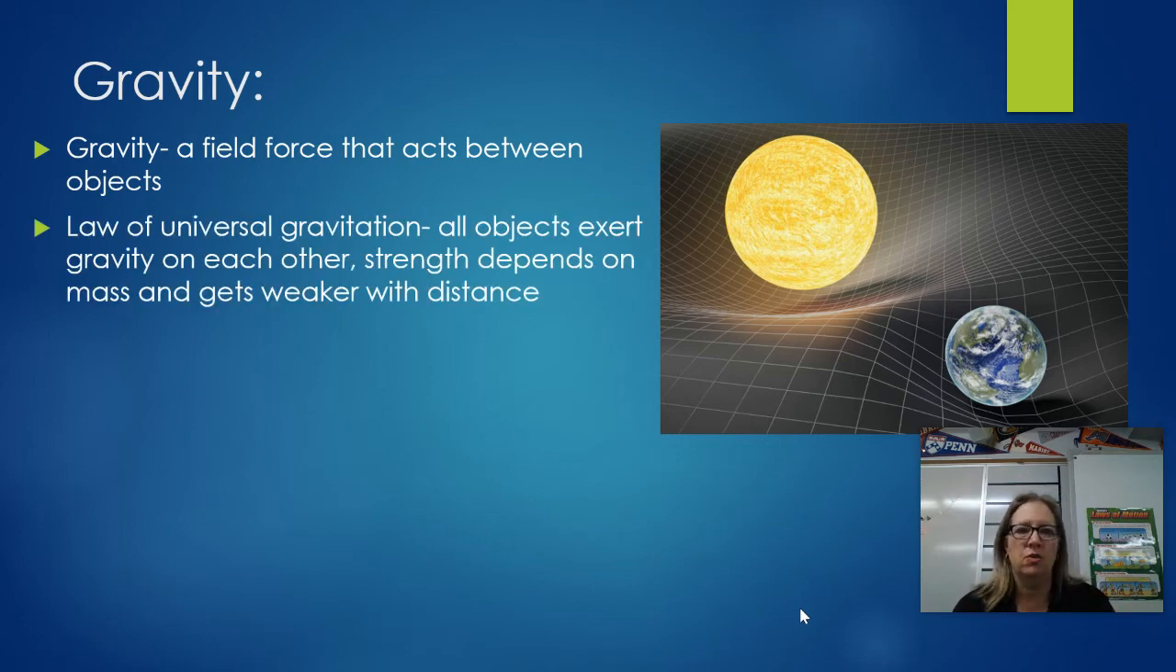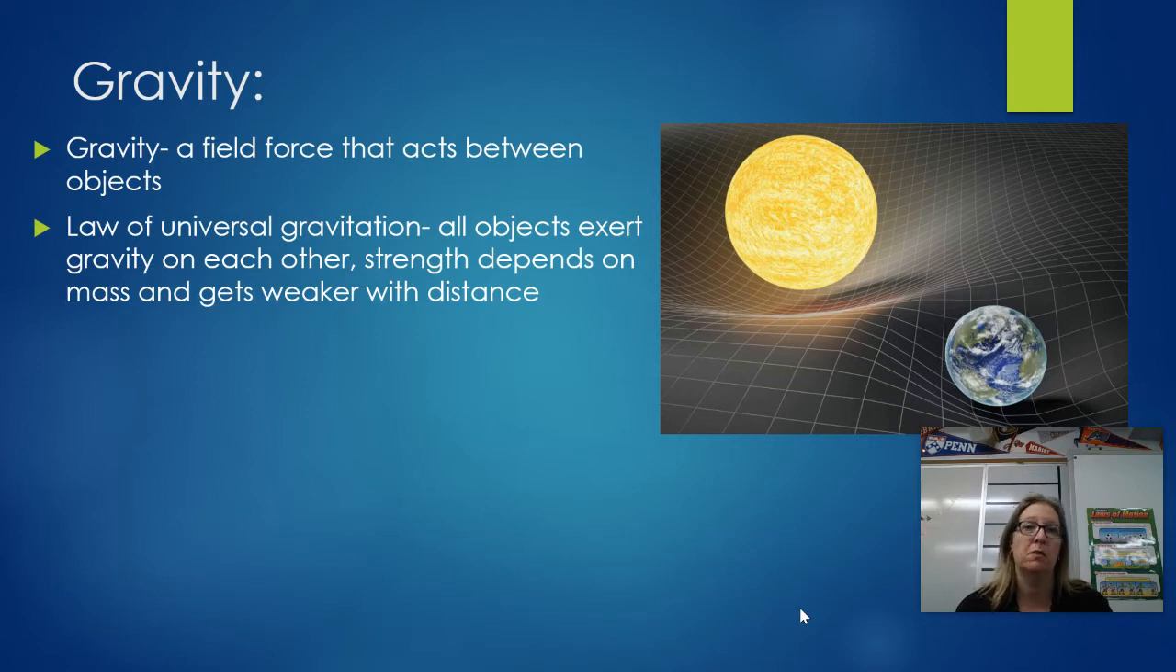There's a law known as the law of universal gravitation, and it states that all objects exert gravity on each other, no matter what. So if I drop this ball, it's going to fall because the Earth is acting on it with a ton of gravity. But this ball is also acting on the Earth. This ball is exerting gravity on the Earth. The problem is it's such a small amount we don't perceive it. But all objects exert gravity on each other.